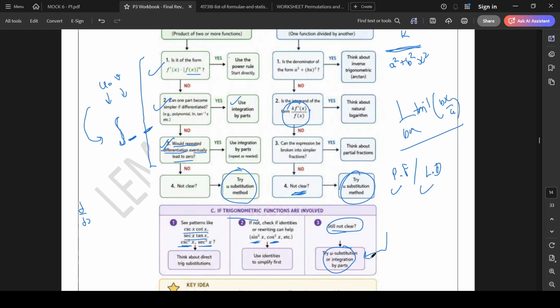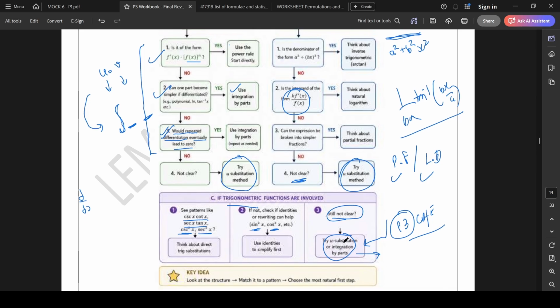U substitution is not something that you run towards in your P3. But if I talk about any other board apart from your Cambridge P3, u substitution is something that you have to do by yourself. Questions do not ask you to do it. You should be smart enough to understand when you're supposed to use it. But yeah, that's not the case with P3 in Cambridge examinations. So you are good to go about it.